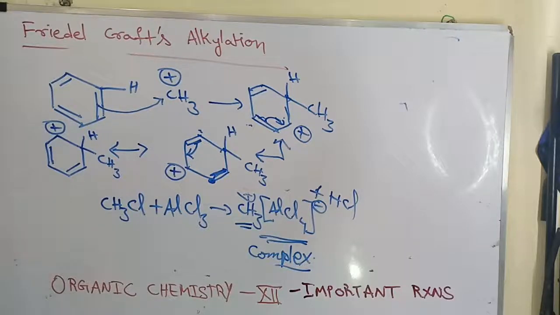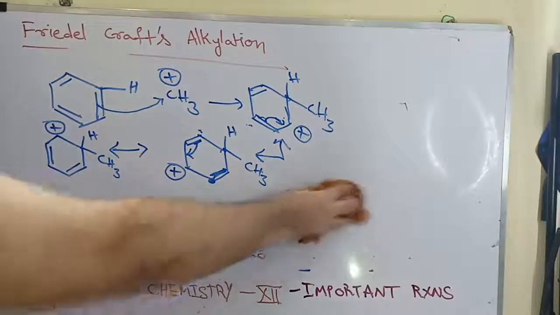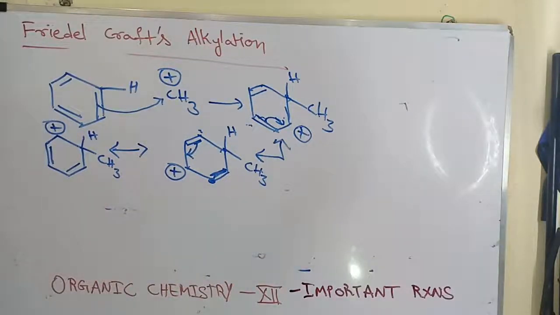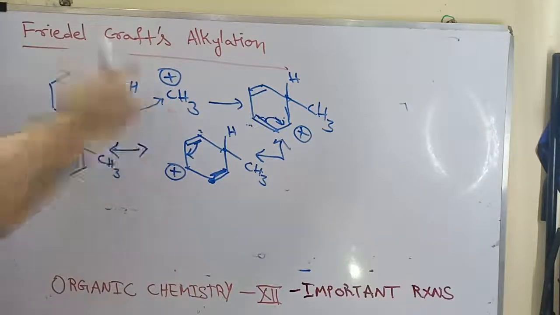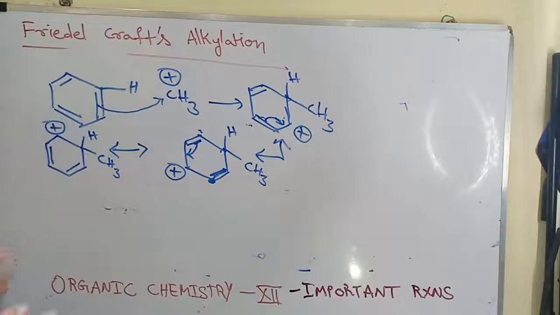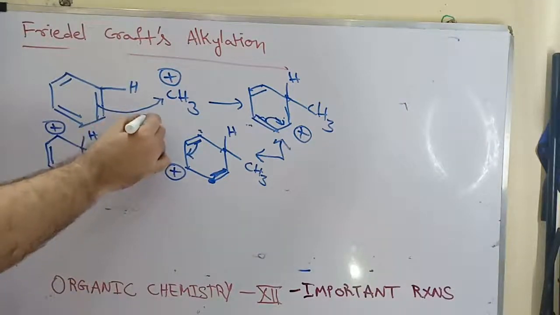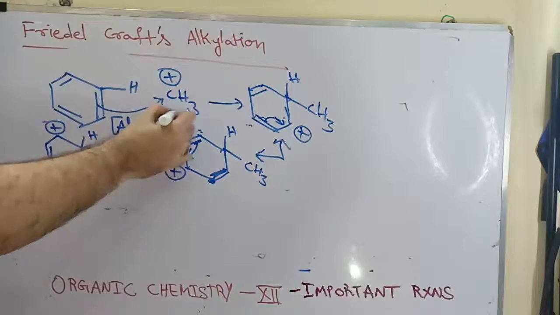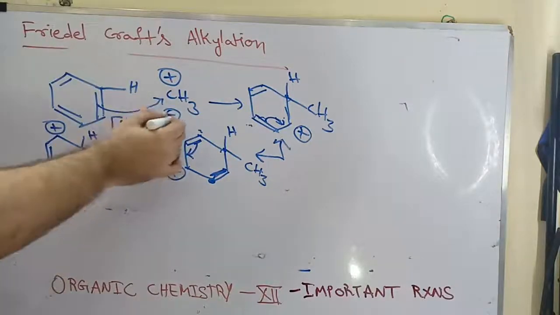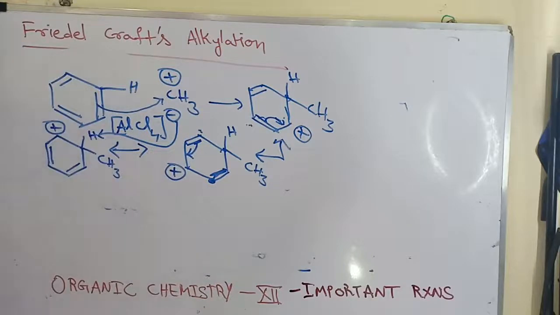Now I'll tell you one thing. What is the driving force? See, I said this is a substitution reaction. Substitution means this hydrogen has to be knocked out and CH3 has to stay in. All the bonds have to be satisfied. So what is the driving force here? CH3+, remember, is coming from the complex AlCl4 minus. So AlCl4 minus is already there, the negative counterpart. The negative counterpart will pick this proton and this charge will be shifted here.